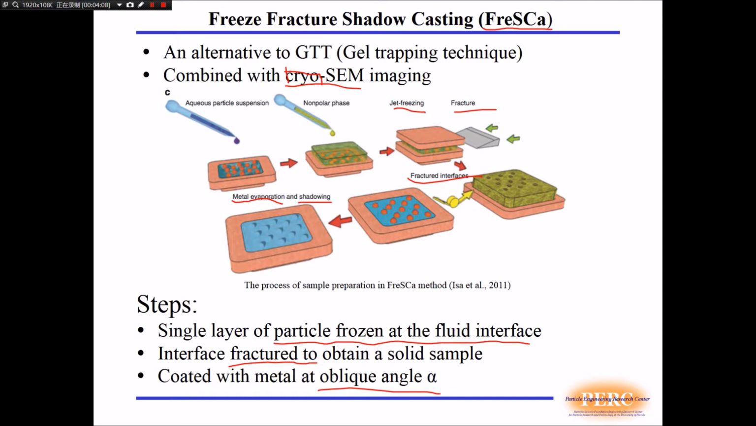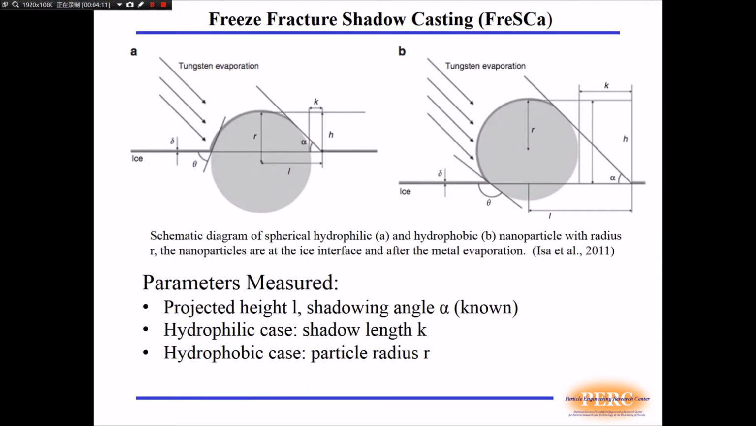The figures above show the nanoparticles at the frozen interface after metal evaporation. The left figure shows the hydrophilic case, and the right shows the hydrophobic case. The difference is that in hydrophilic case, particle is immersed in ice, and radius r cannot be directly measured, so instead shadow length k is measured for calculation. In hydrophobic case, the particle equator is above the frozen interface, and radius is easy to measure.